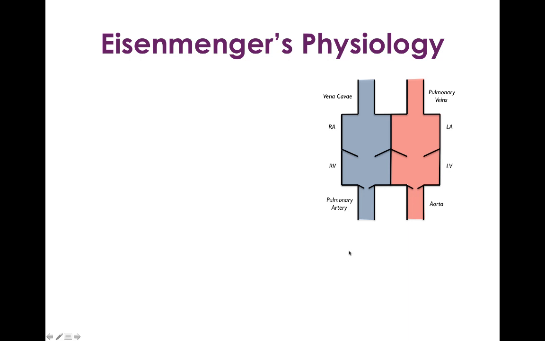So here's a little drawing of the heart adapted from diagrams in Lilly. So vena cava, right atrium, right ventricle, pulmonary artery, and pulmonary veins, left atrium, left ventricle, aorta. The right side of the heart is in blue because it's desaturated blood. The left side of the heart is in red because it's saturated blood. So I think this is a kind of a useful diagram.